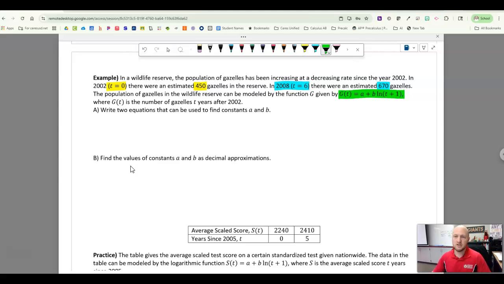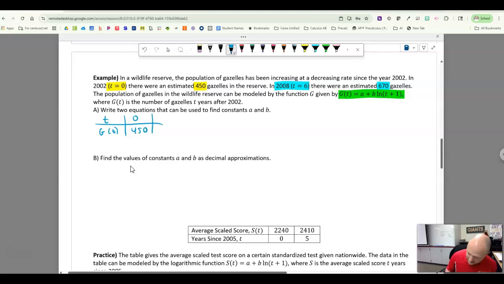And so they say write two equations that can be used to find constants a and b. So they give us two data points. The data points that they give us are t and then g of t. This is the number of gazelles, and they say at time 0 there's 450, and at time 6 there is 670. So for some of these questions they give you the data table, sometimes they don't. So I like to organize it because then I can just plug stuff in.